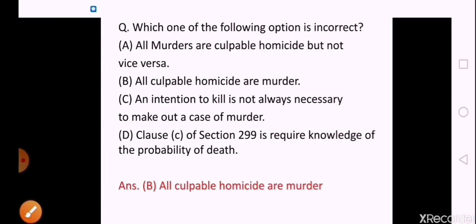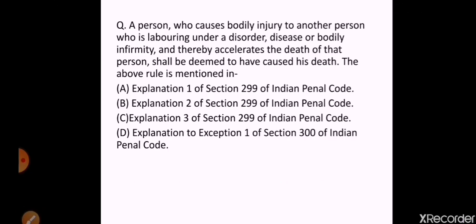The next question is, a person who causes bodily injury to another person who is laboring under a disorder, disease or bodily infirmity and thereby accelerates the death of that person shall be deemed to have caused his death. The above rule is mentioned in option A, explanation 1 of section 299 of IPC. B, explanation 2 of section 299 of IPC. C, explanation 3 of section 299 of IPC. D, explanation to exception 1 of section 300 of IPC.